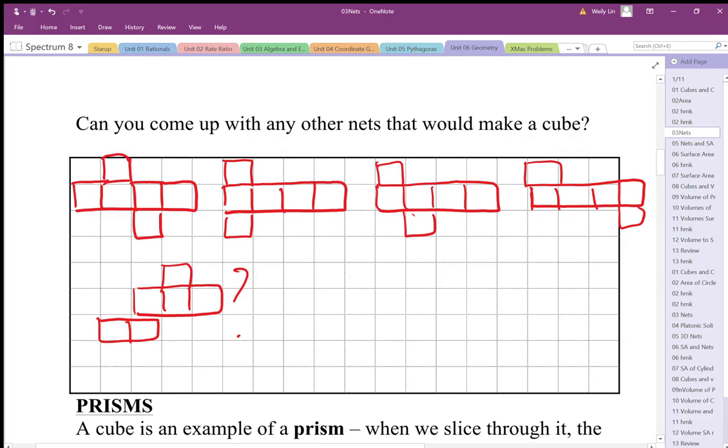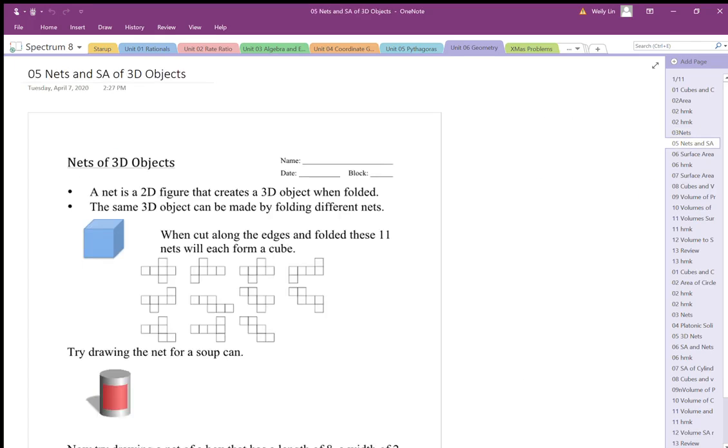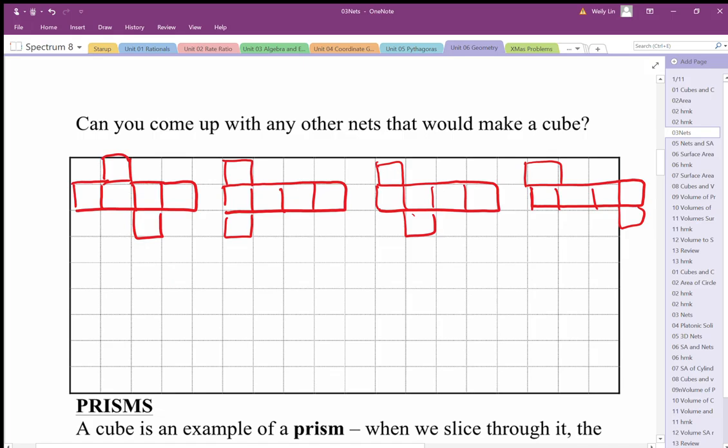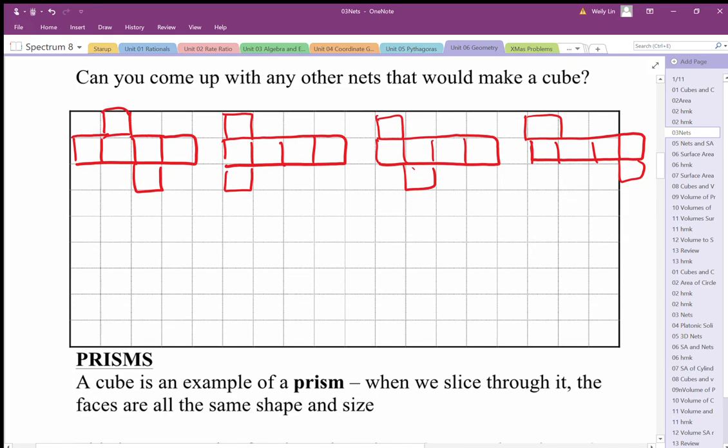If you look ahead in the nets for the next couple of lessons, this one here actually shows all of them. There's actually all 11. Please don't cheat though. There are 11 different nets that you can draw for the cube, so see if you can count how many of those you can come up with on your own.